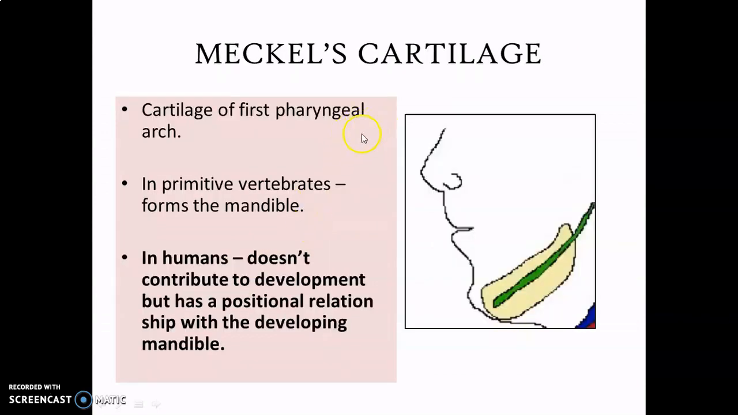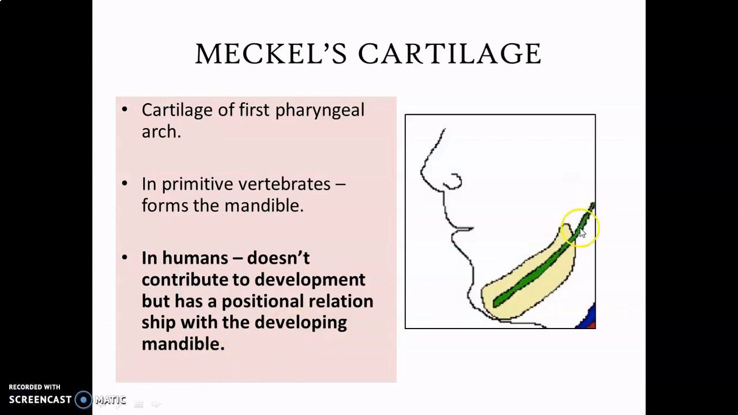Let's see what is Meckel's cartilage. Meckel's cartilage is the cartilage of the first pharyngeal arch. In primitive vertebrates, they form the mandible by endochondral ossification. When we say endochondral ossification, the connective tissue first converts into cartilage, which then converts into bone. That is known as endochondral ossification. But in the case of human beings, Meckel's cartilage does not directly contribute to the formation of the mandible. Instead, it just gives a positional relationship or positional guidance for the developing mandible.